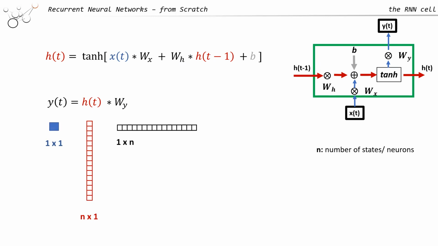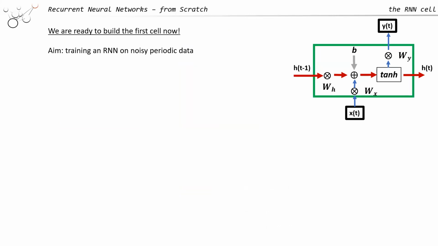So we know the shape of all these learnables. And since we now know what the structure of such a cell is, we just need to turn it into code. The idea now is that we want to train an RNN on noisy periodic data. So first of all, we want to import the libraries which are necessary, NumPy and also Matplotlib for creating plots.